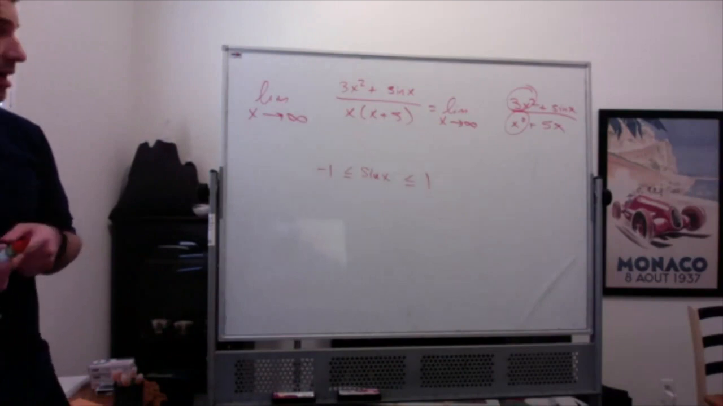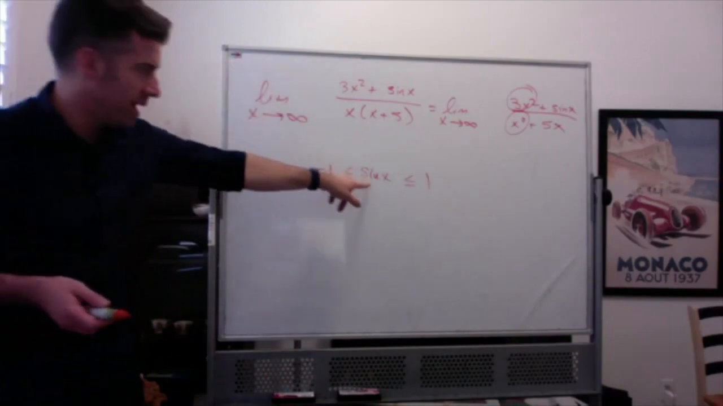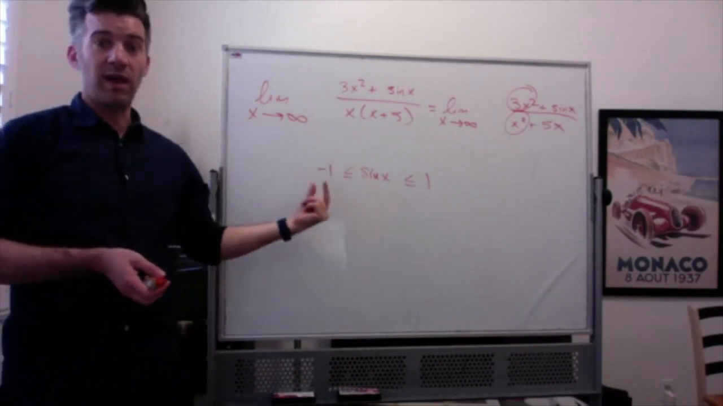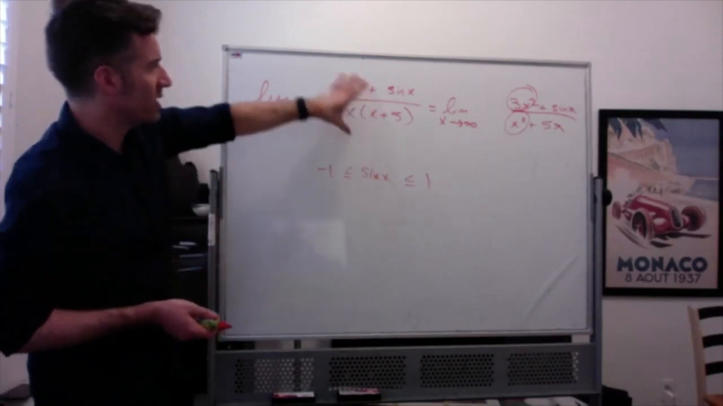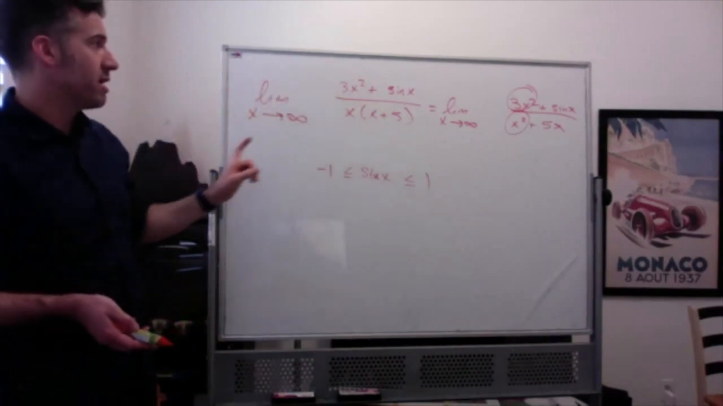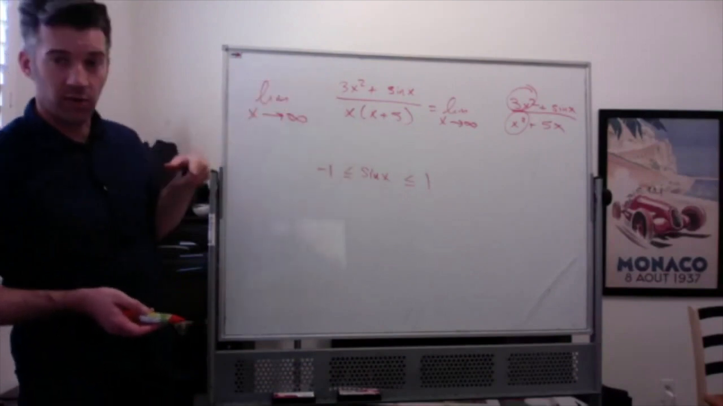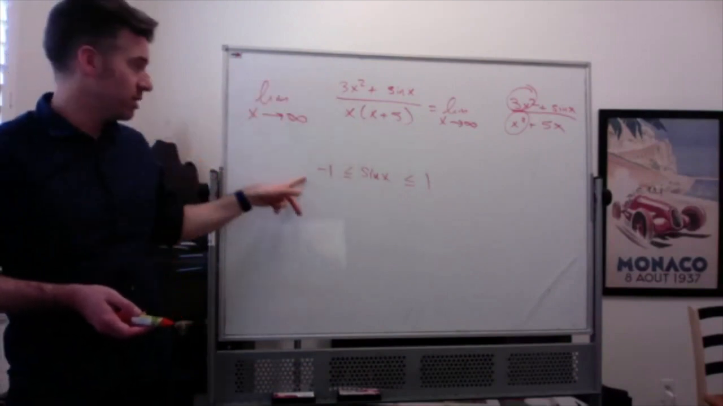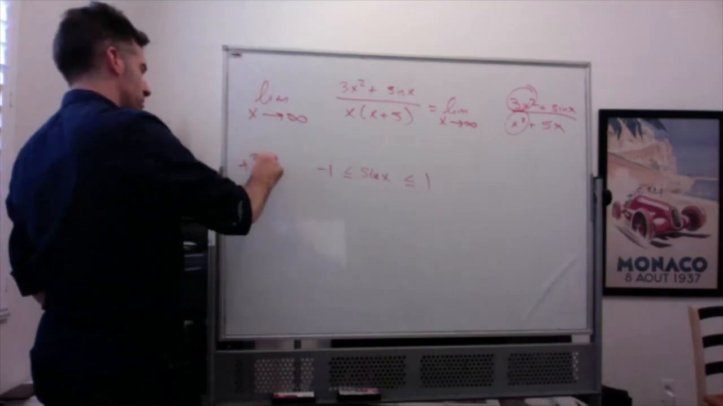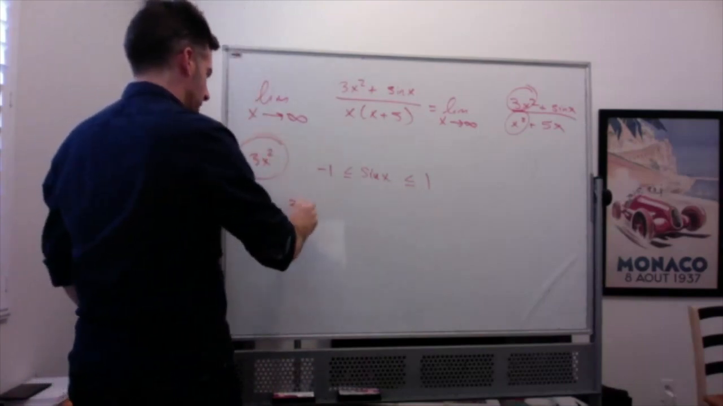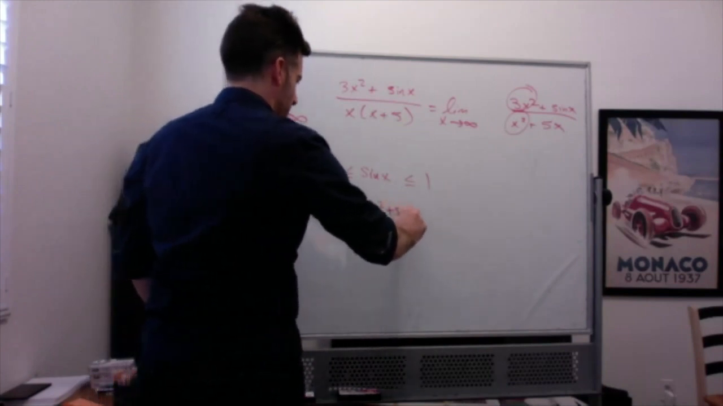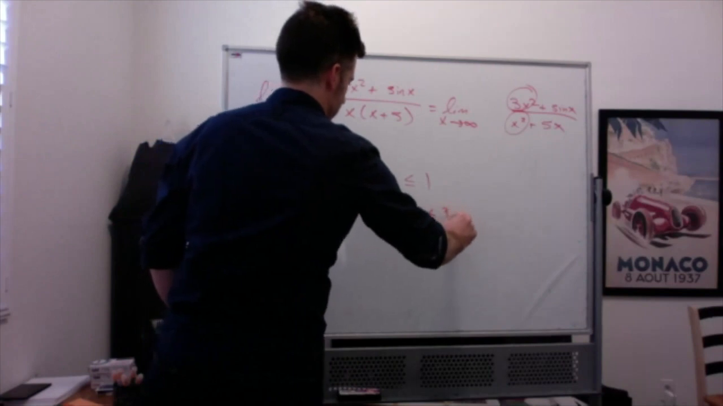And then I'm going to manipulate my whole inequality, but specifically in a way so that the middle part looks like the thing I'm trying to take the limit of. So first I'm going to make this look like the numerator by adding 3x squared to each piece of the inequality. So I'm going to get 3x squared minus 1 is less than or equal to 3x squared plus sine of x is less than or equal to 3x squared plus 1.